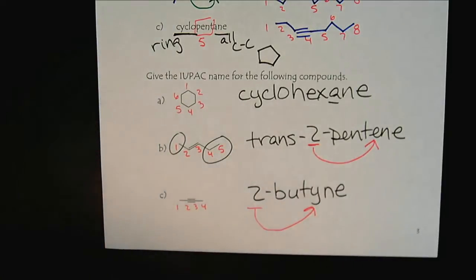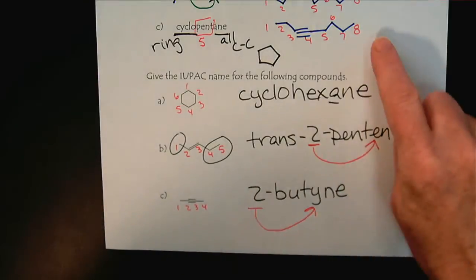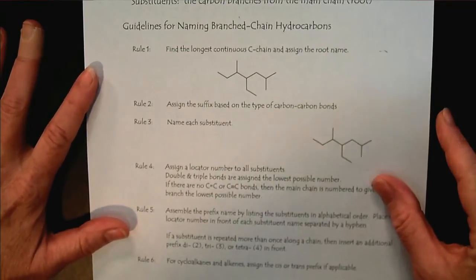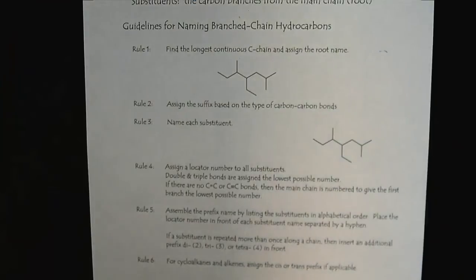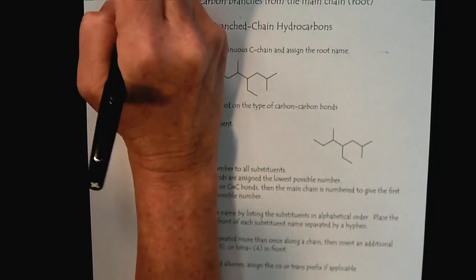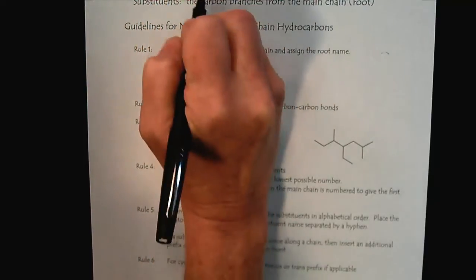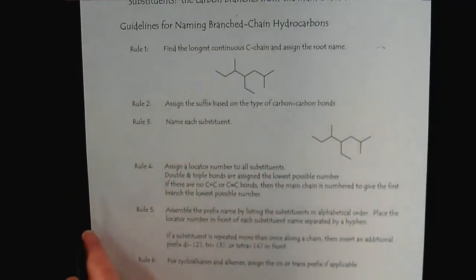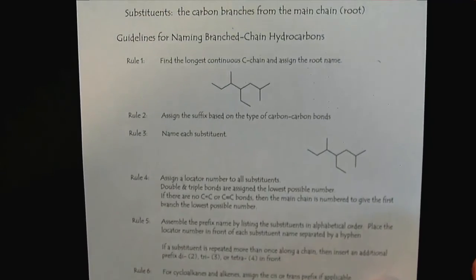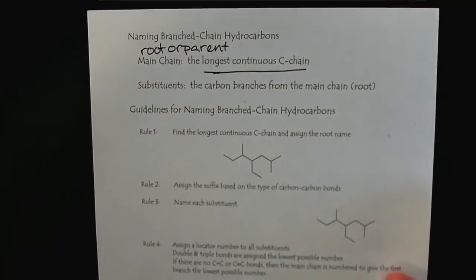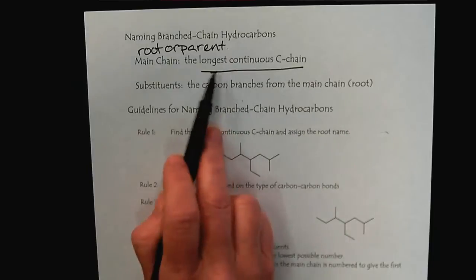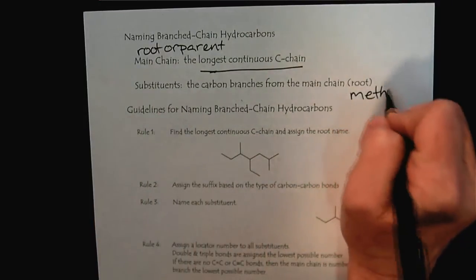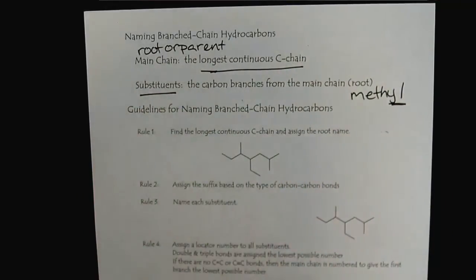Alrighty, so now that we have the basics down, let's look at what happens when our parent chain has branches. In this type of compound, we're going to look for the main chain. We'll call that the root or the parent, and that's the longest continuous carbon chain. And then the substituents will be the branches. So remember that our main chain will be the parent or the root, and then the substituents. With substituents, remember that this will be the yl. We'll use the yl to indicate that it's a substituent.